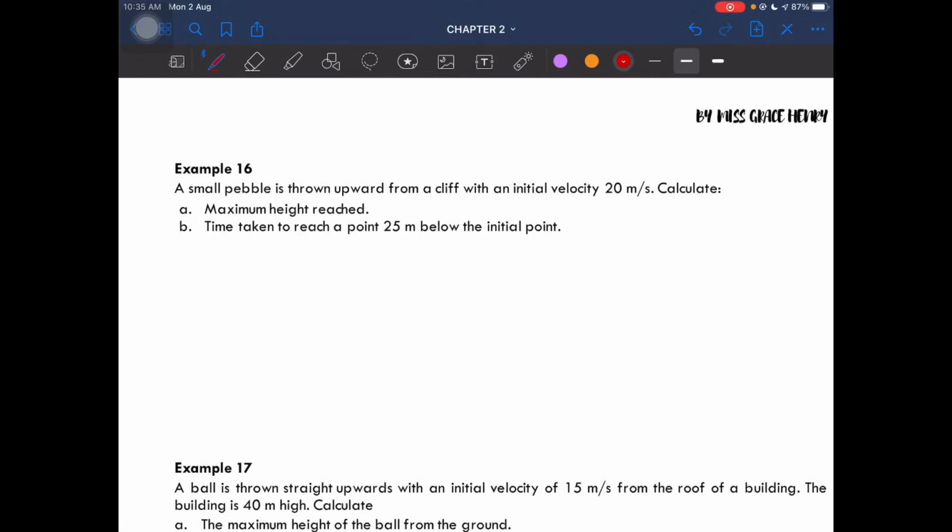Right, example 16. A small pebble is thrown upward from a cliff. Thrown upward, so let's draw a cliff like that. So a ball is thrown upward with an initial velocity of 20 meter per second.